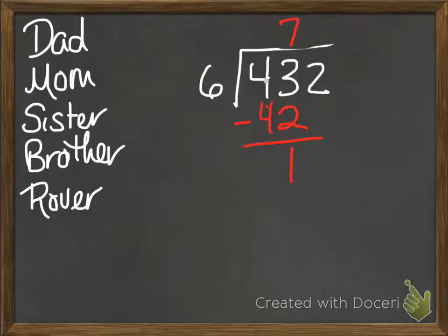4 minus 4 is 0. Brother brings down, so my 2 comes down. And then Rover repeats. I start all over again. So Dad divides, so now I've got 12 divided by 6 is 2. Mom multiplies. 2 times 6 is 12. Sister subtracts. 12 minus 12 is 0. And Brother brings down, but there's nothing to bring down. So my answer is 72.